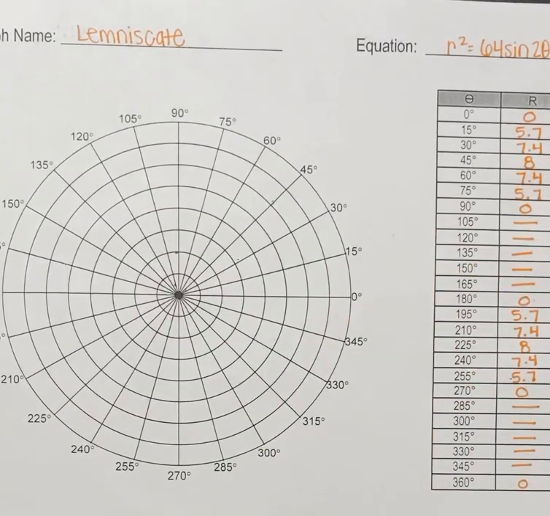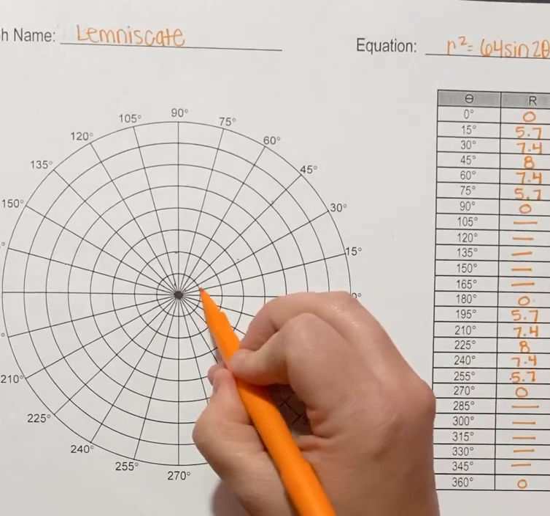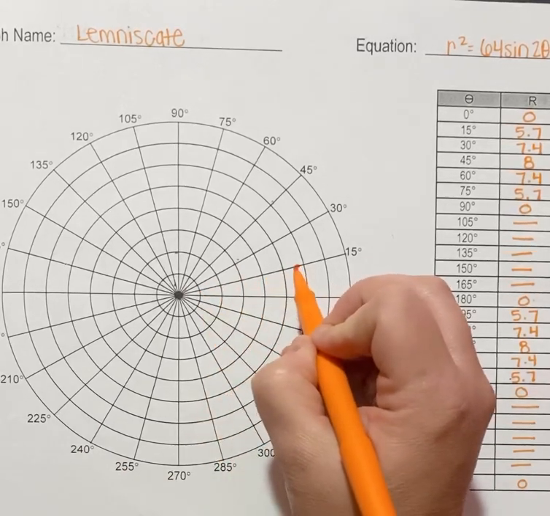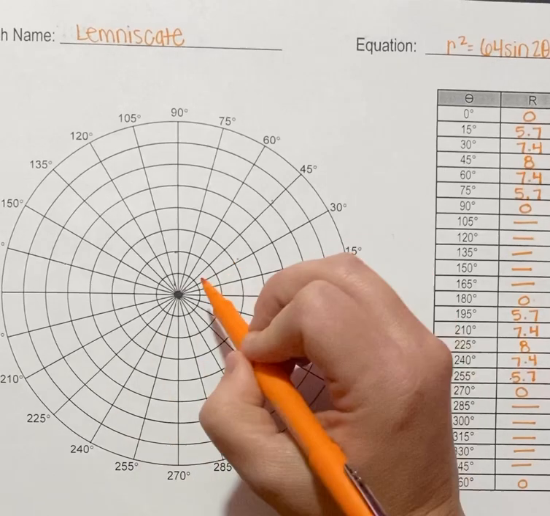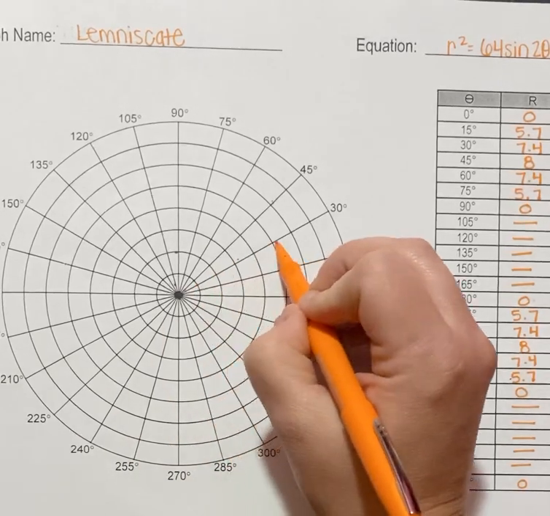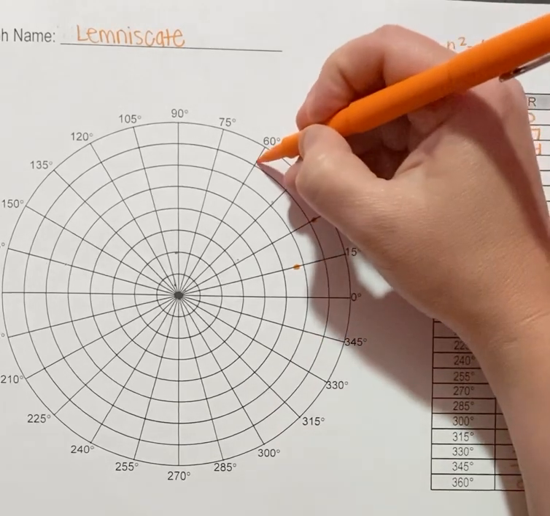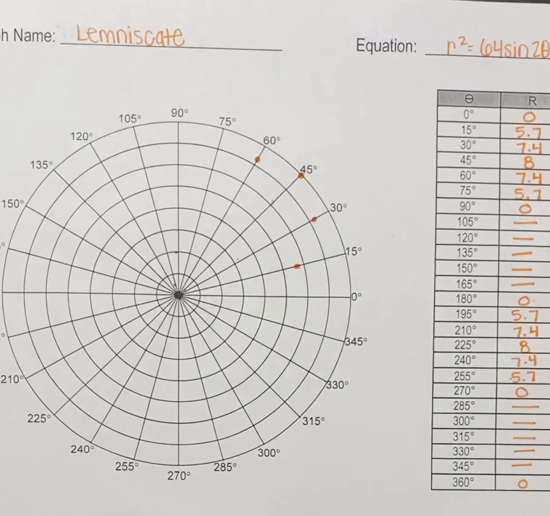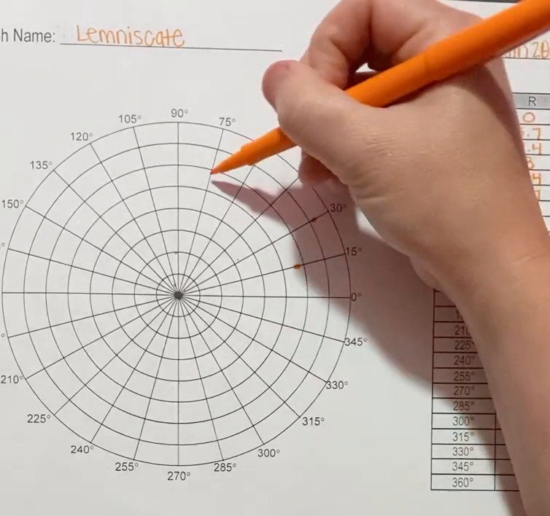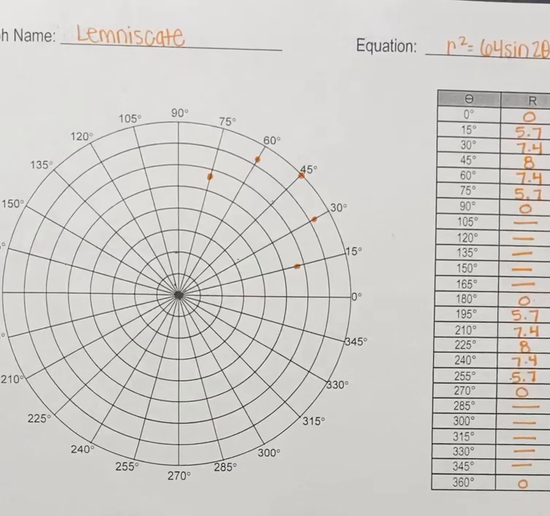All right, so let's graph this lemniscate, which is basically going to make us a figure 8. So 0, 0, don't forget we're at the origin right there. At 15, we're going to go out to 5.7. Very close to 6. At 30, we're going to go out to 7.4, which is about right there. At 45, we're at 8, so we're hanging at the very end down there. At 60, now we're back to 7.4, which should match this one right here. And at 75, we're back at 5.7, which should match this one right here. And then at 90, we're back to 0. So you see part of that figure 8 right there.